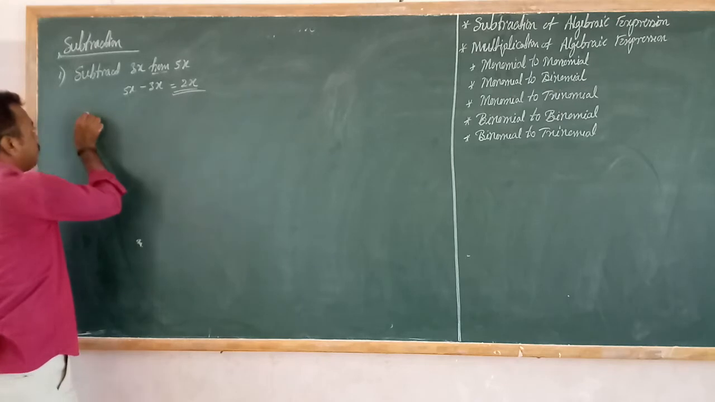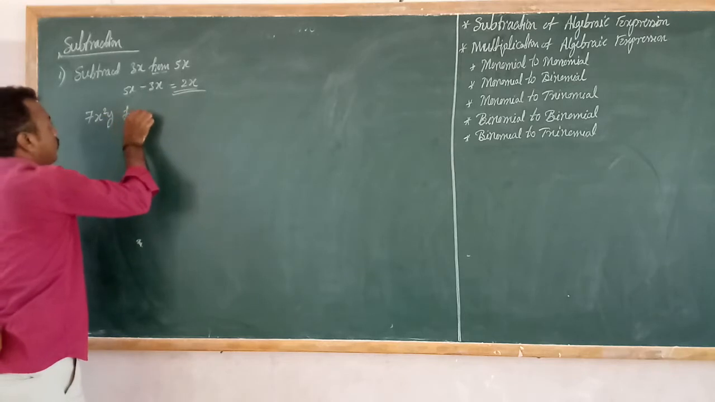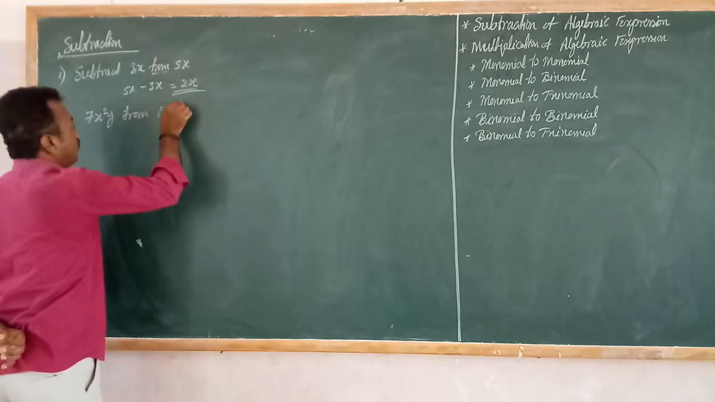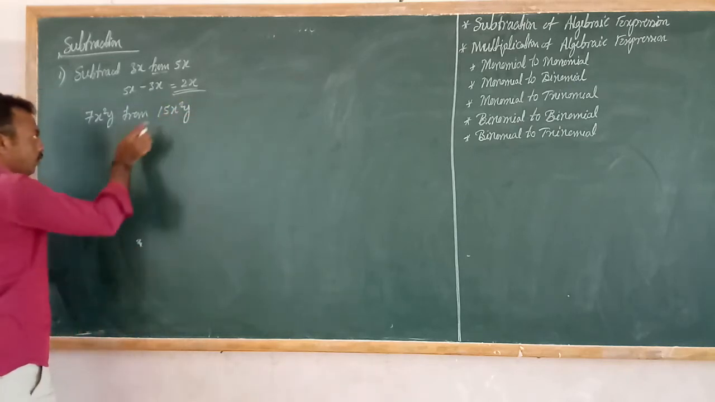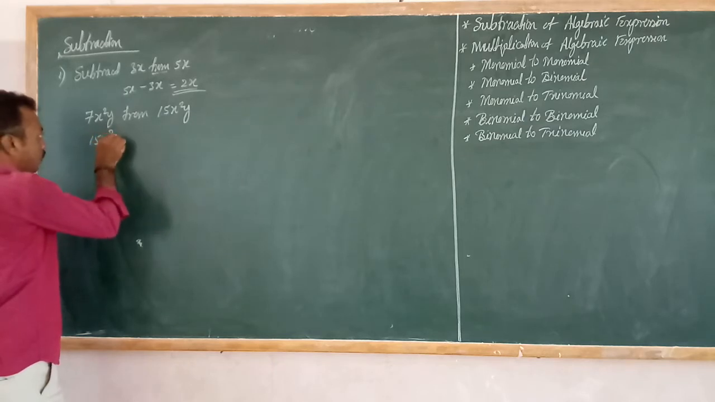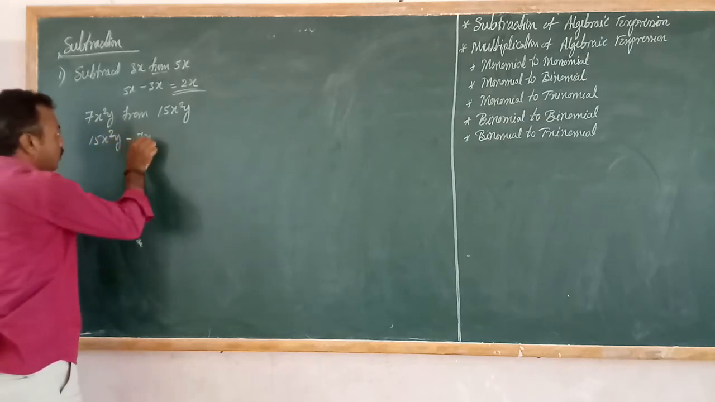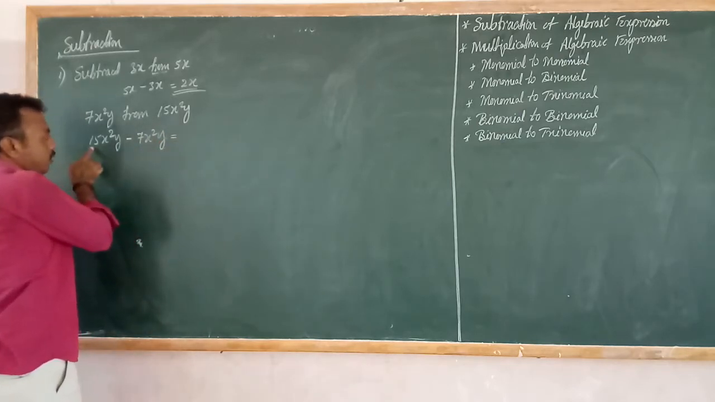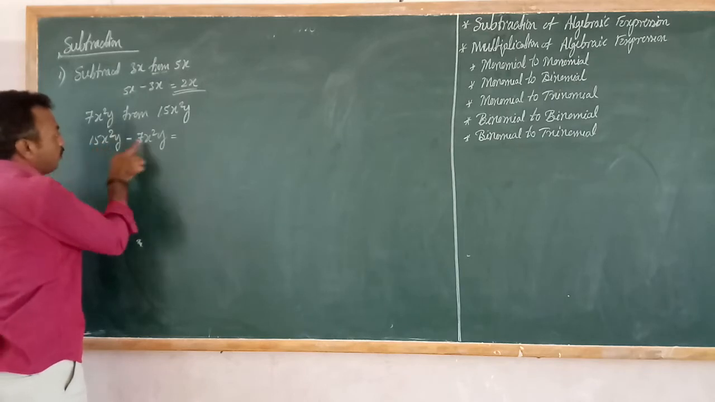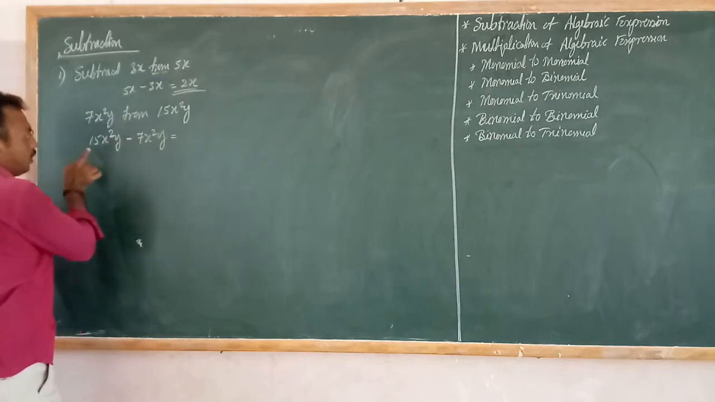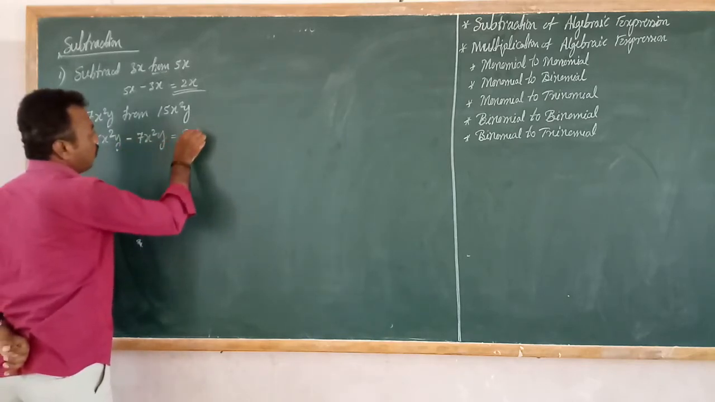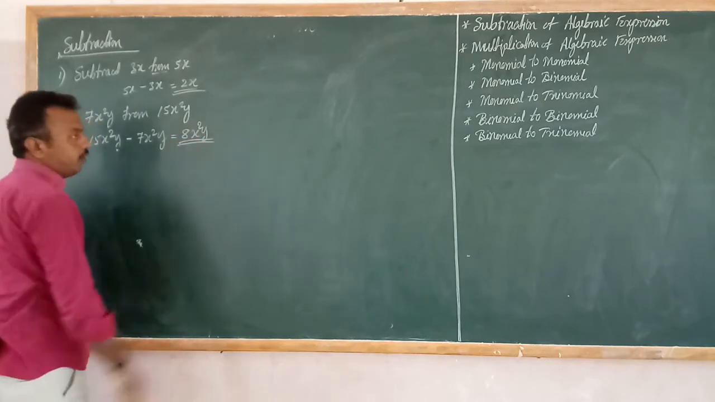Okay. Next, subtract 7x square y from 15x square y. First, you have to write 15x square y, then minus 7x square y. Now we simply subtract the numerical coefficients, because these two are like terms. We can easily subtract them. 15 minus 7 becomes 8, and x square y as it is. So 8x square y is the answer.